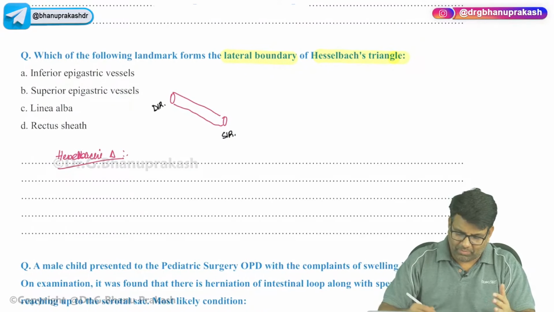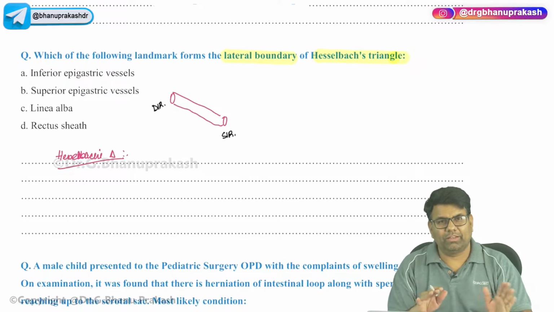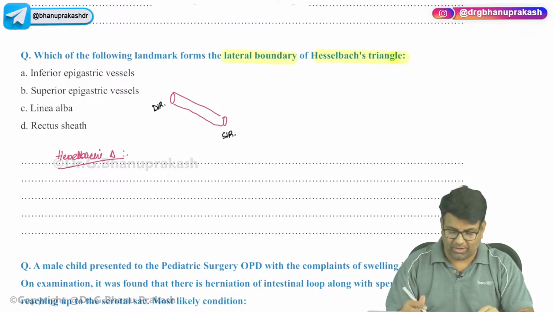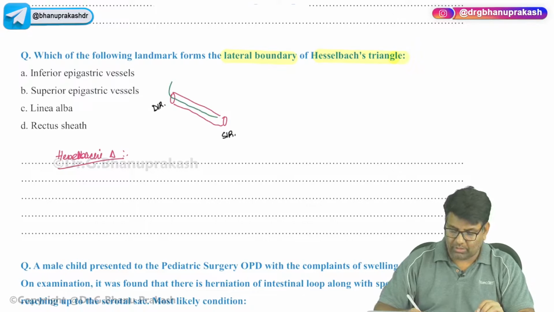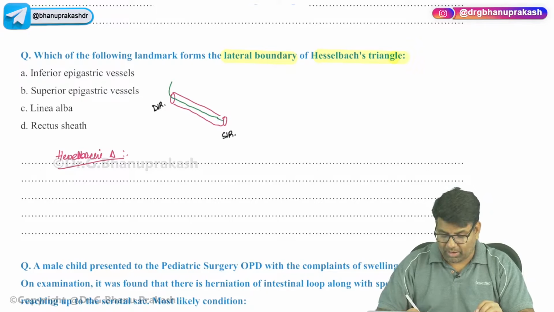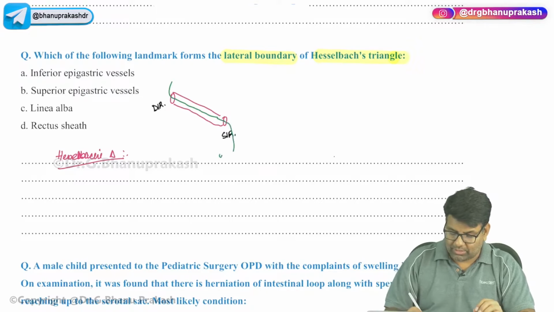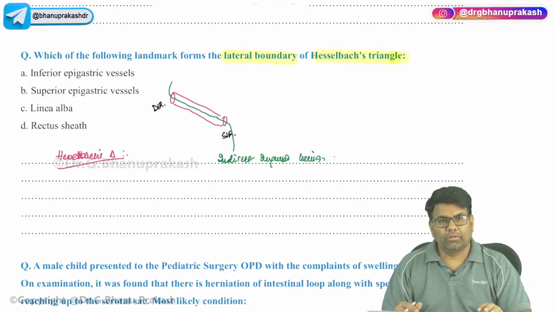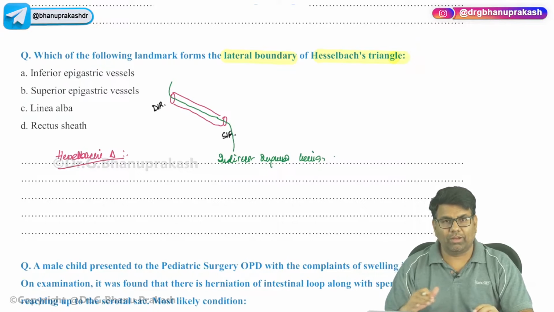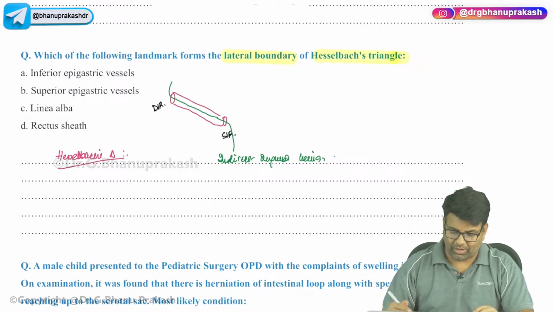So what happens now? Just the basic difference between the direct and the indirect type of inguinal hernia. If the herniated content is moving from the deep inguinal ring, traveling all the way through the inguinal canal and coming out through the superficial inguinal ring, this is an indirect inguinal hernia. So, entry through the deep inguinal ring, traveling all the way through the inguinal canal and coming out through the superficial inguinal ring.